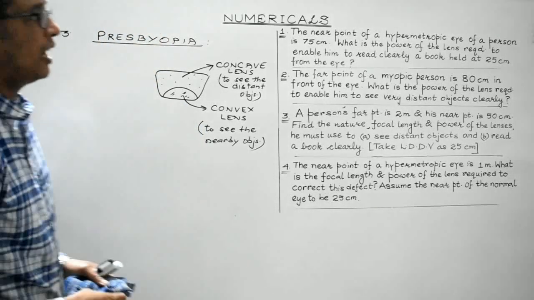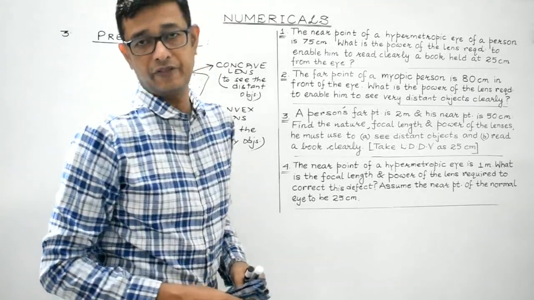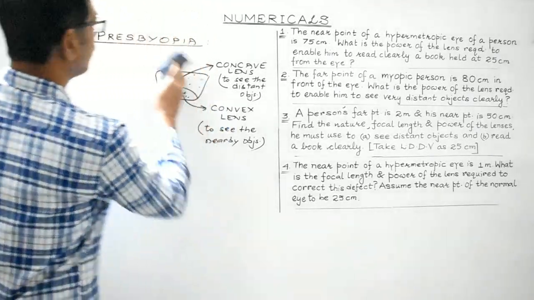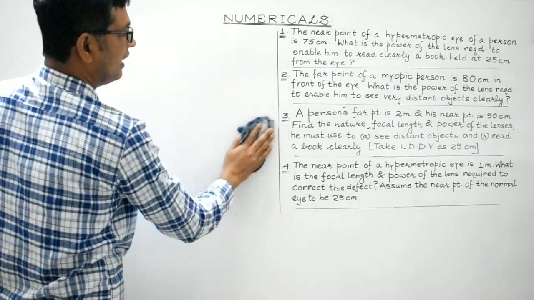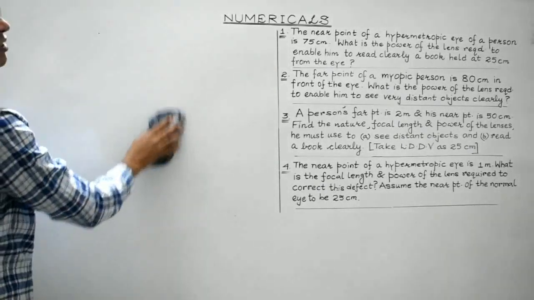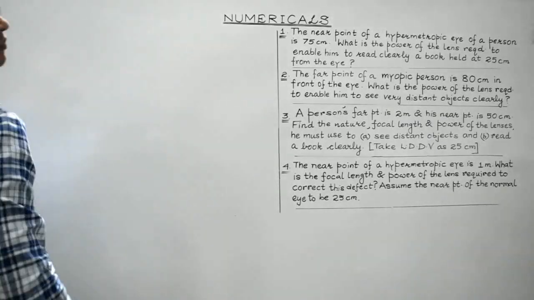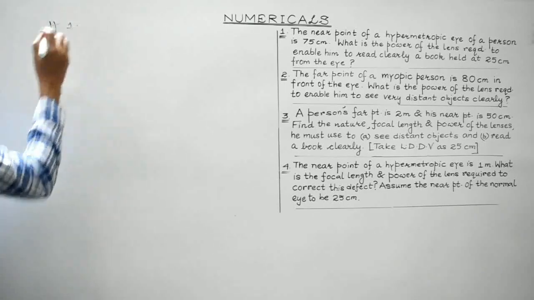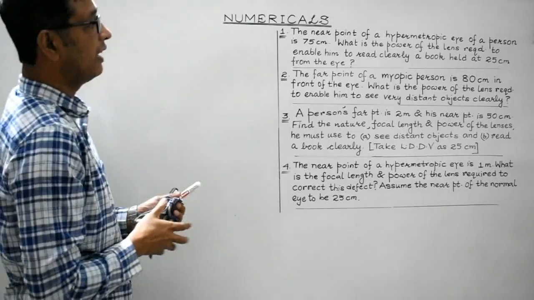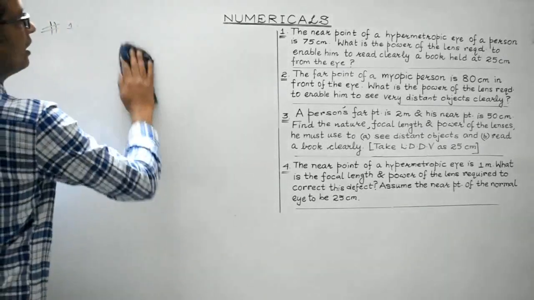The near point of a hypermetropic eye of a person is 35 cm. What is the power of the lens required to enable him to read clearly a book held at 25 cm from the eye? Okay, so first and foremost, it is the case of a hypermetropic eye.